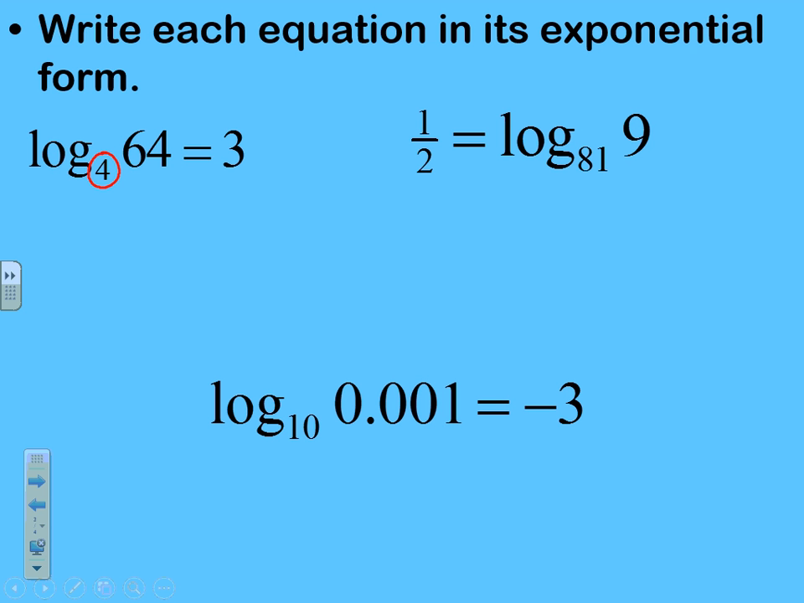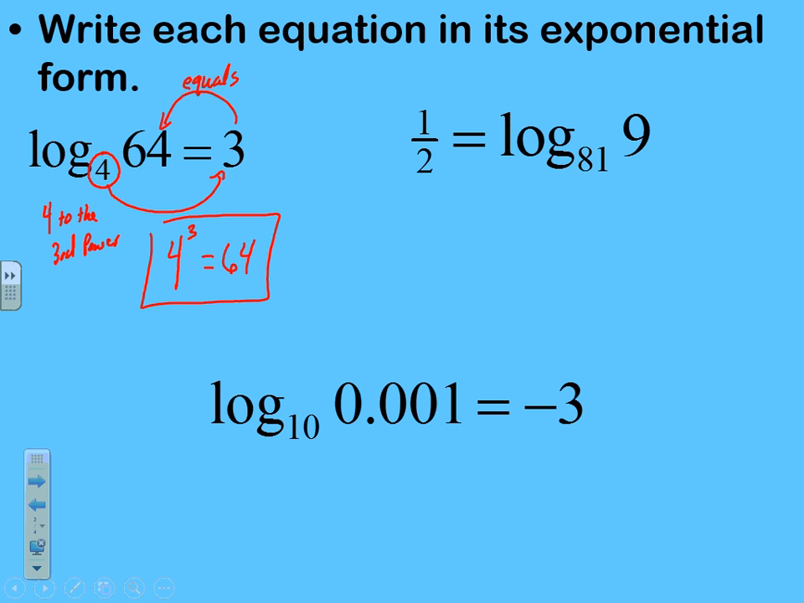So here, the 4 is the base. So I would say 4 to the third power equals 64. So the way that we convert it is we're going to say 4 to the third power is equal to 64. And that would be all we do as far as our answer is concerned.